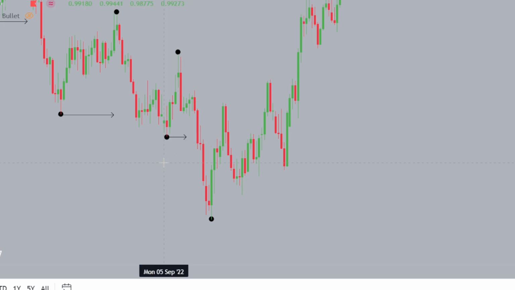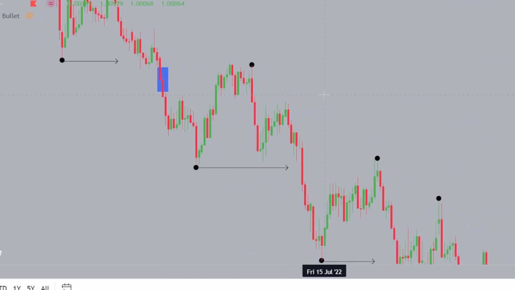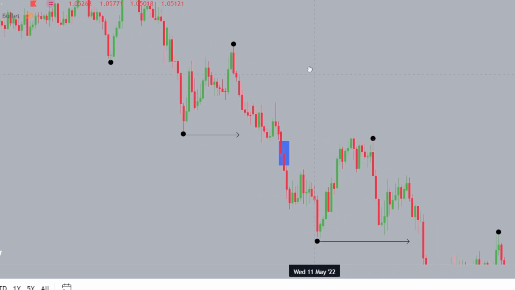So this is the first thing you want to understand when it comes to structure. The second thing you want to look at is which fair value gaps are being filled, right? Which inefficiencies are being filled. And we can go all the way back up to here, right?